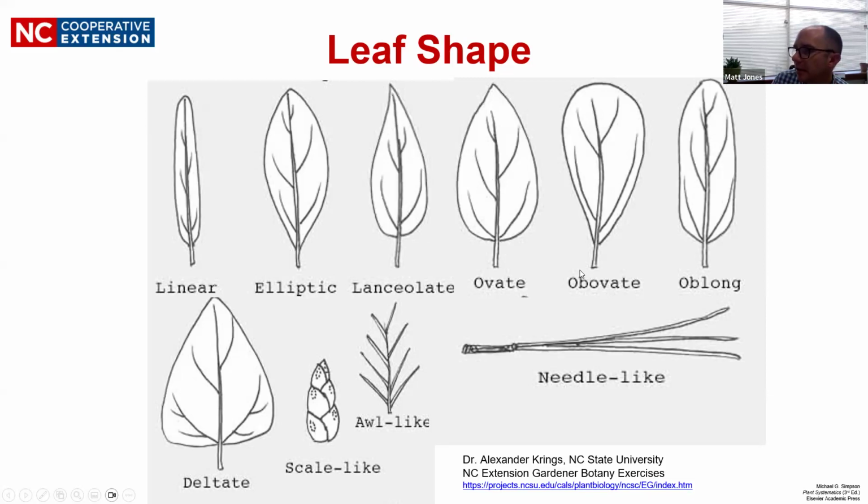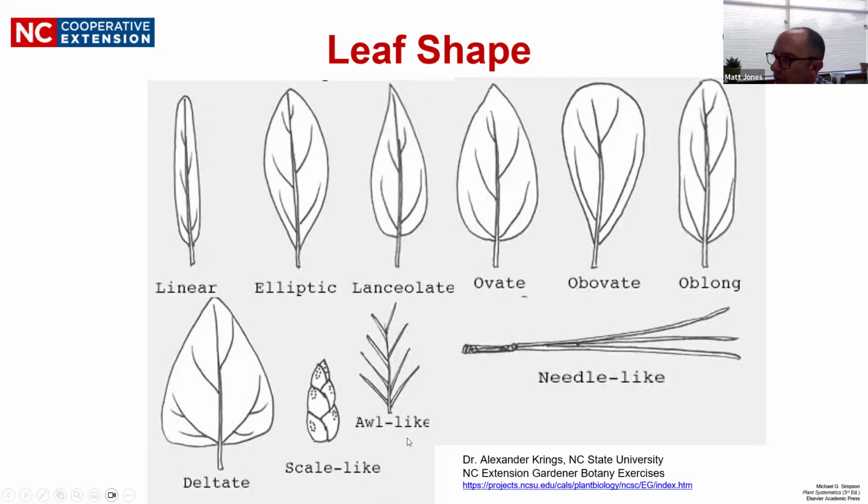Then the prefix ob means reversed or upside down. So obovate means an upside down egg-shaped leaf. Oblanceolate would mean an upside down lance-shaped leaf, etc. Other terms to be aware of: deltate just means it's triangular, so there's a very flat bottom and flat base. So it's shaped like the Greek letter delta.